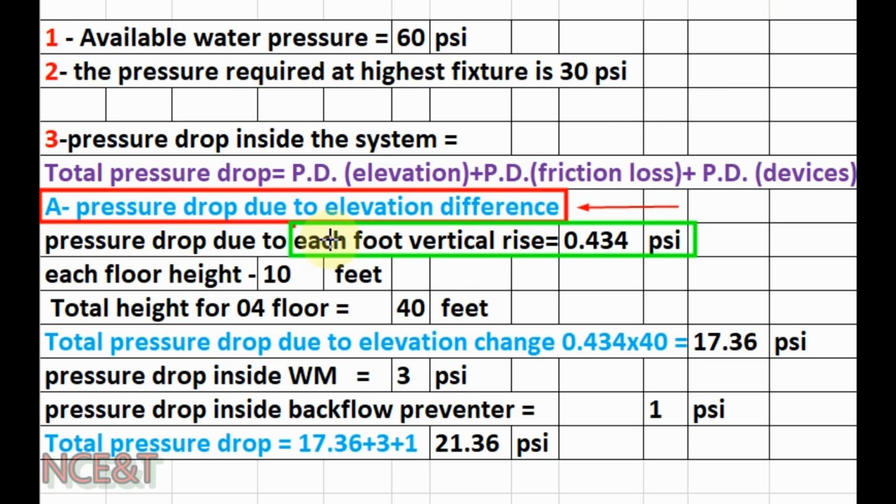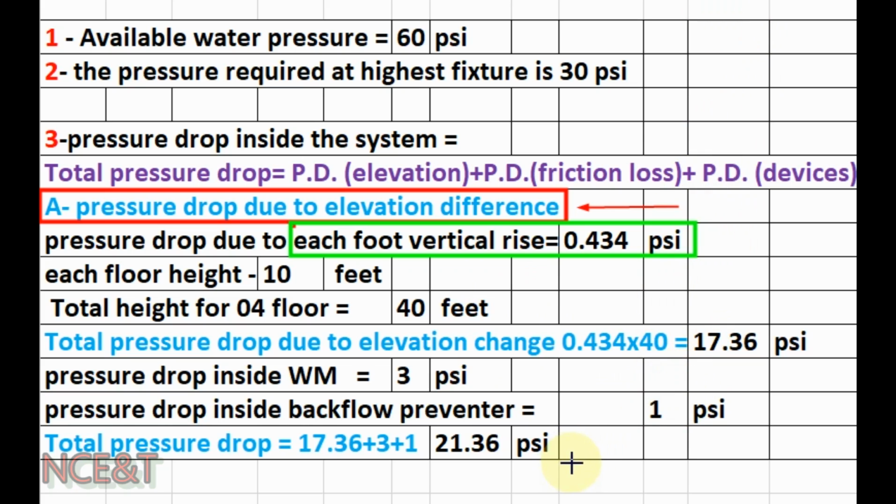Let us first calculate the pressure drop due to elevation difference. As we are doing this calculation for a building of 4 floors, each floor height is 10 feet, then the total height is equal to 40 feet. As we know, the pressure drop due to each foot of vertical rise is equal to 0.434 psi. Then the total pressure drop due to elevation difference, or vertical rise of water of 40 feet, will be equal to 0.434 into 40, and the result will be 17.36 psi.